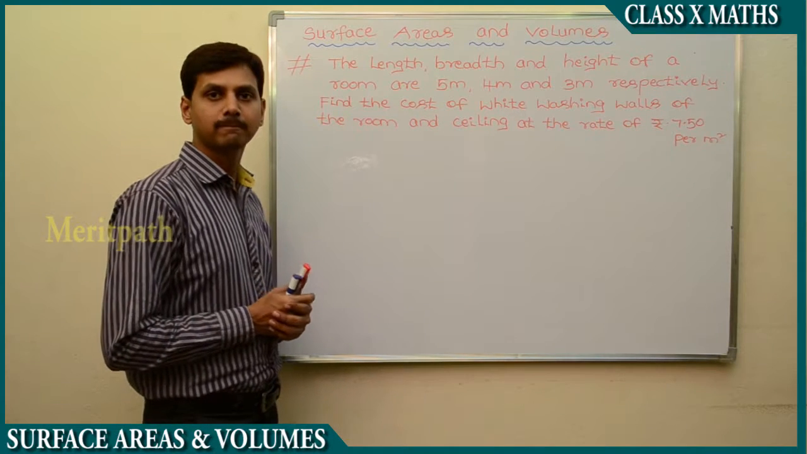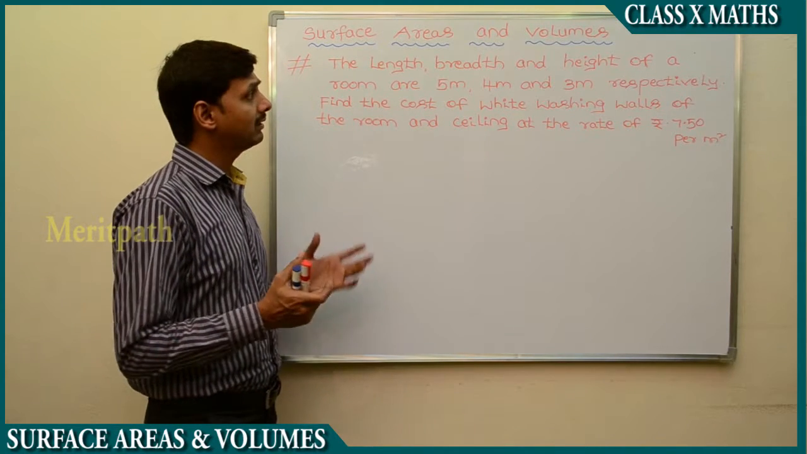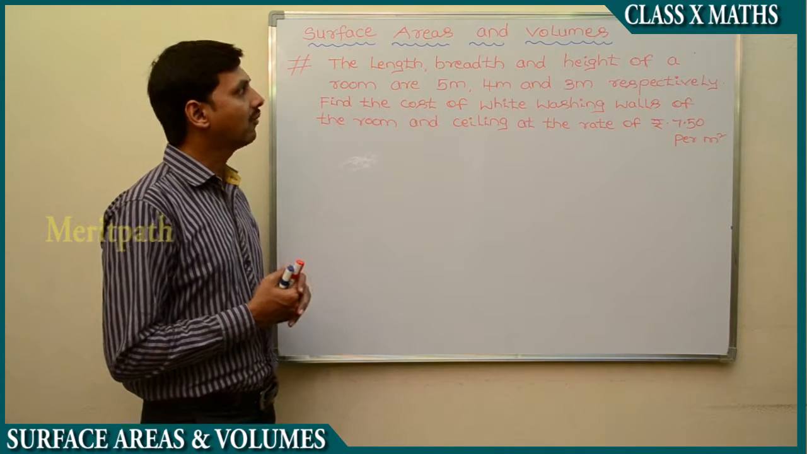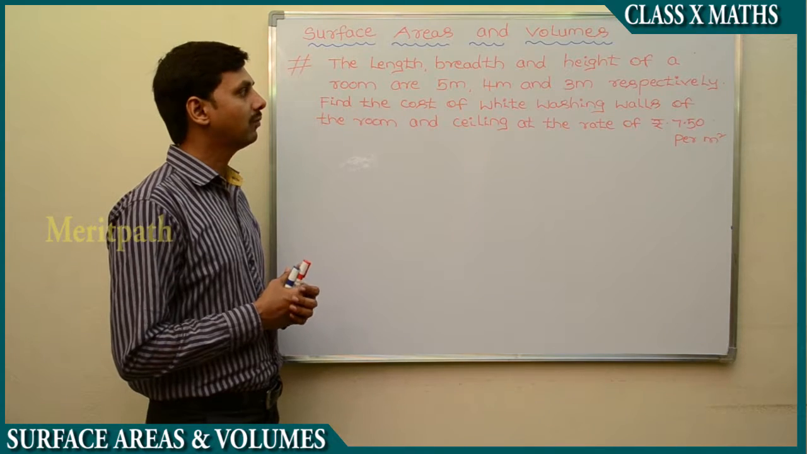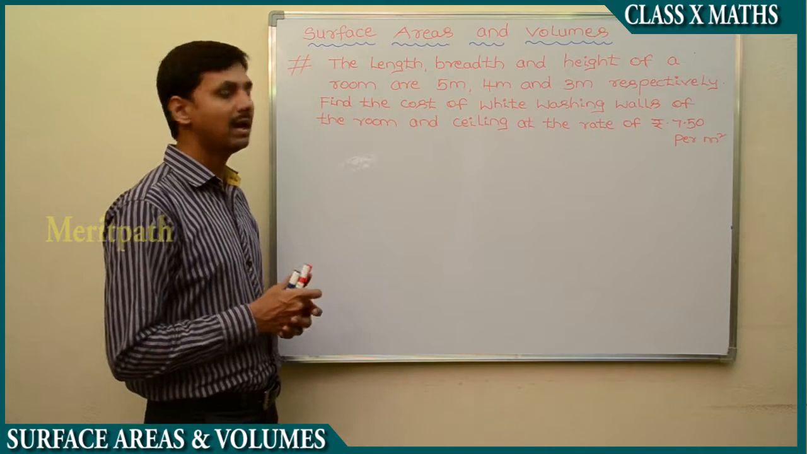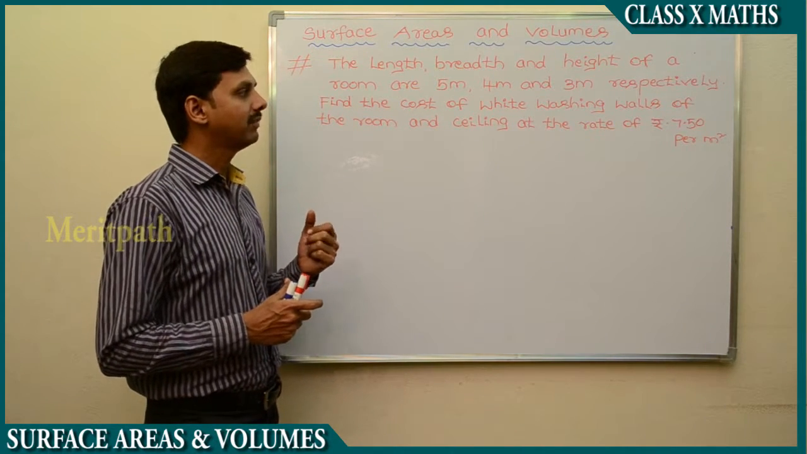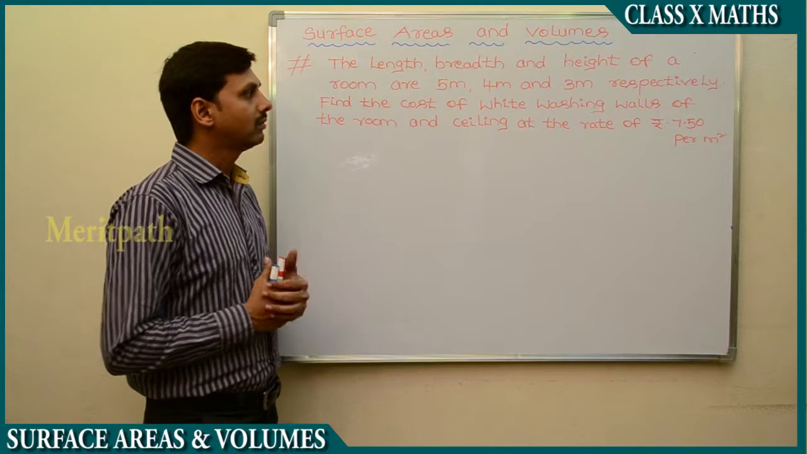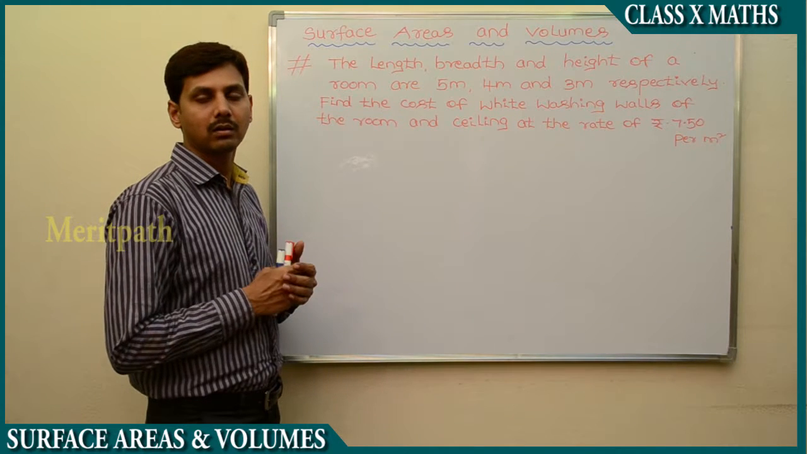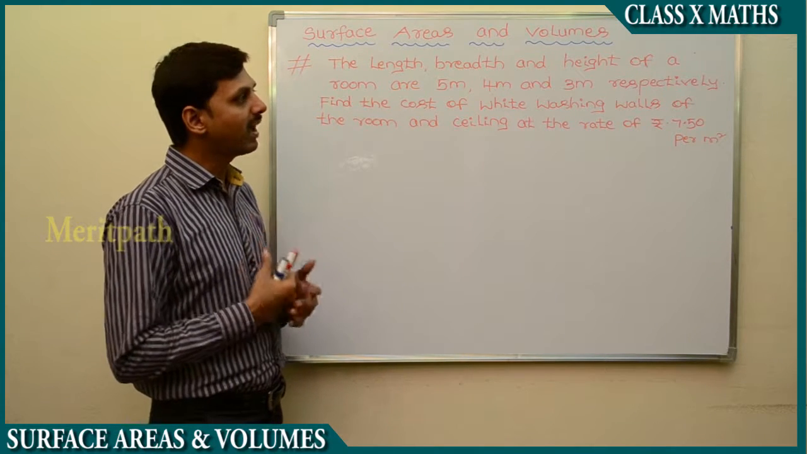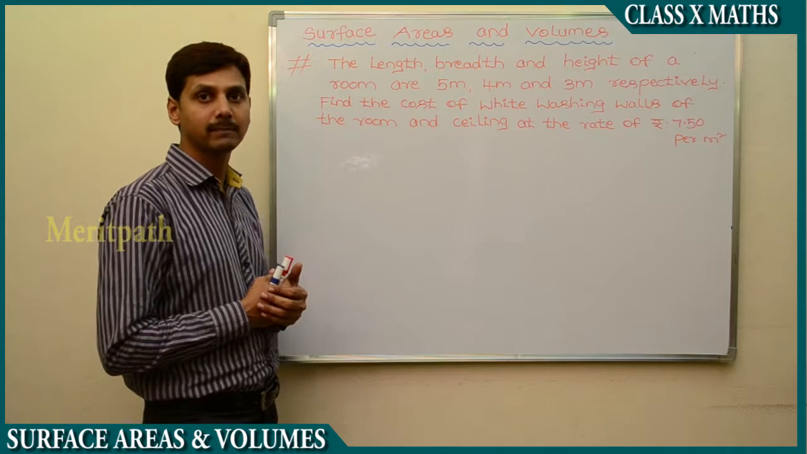Surface areas. The length, breadth and height of a room are 5 meters, 4 meters and 3 meters respectively. Find the cost of whitewashing the walls of the room and the ceiling, if the rate of whitewashing per square meter is 7 rupees 50 paise.